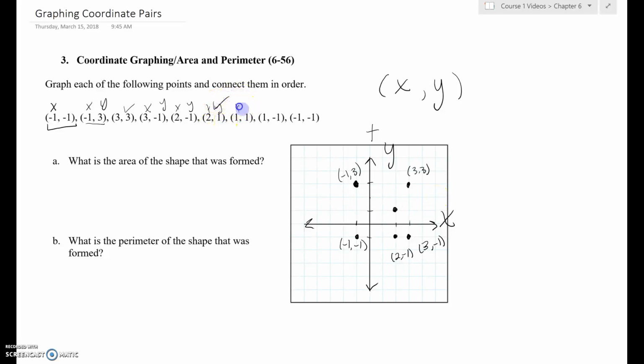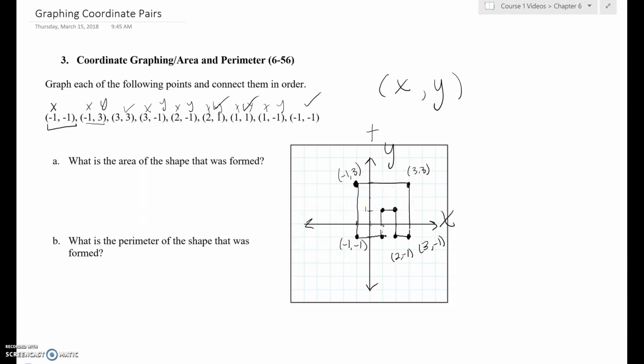What about 1, 1? X, y. So 1 is there on the x, and 1 is up here on the y. 1, 1. So that's our point right there. What about 1, -1? So again, x and y. So +1 on the x, and then -1 is down here. So where they're going to meet is right here at 1, -1. Oh, shoot, I should have been connecting these in order. So this goes from here. Well, I'll pause and connect them afterwards. And then -1, -1. So -1 on the x, and then -1. So we've already got that point. I'm going to pause the video and connect the points.